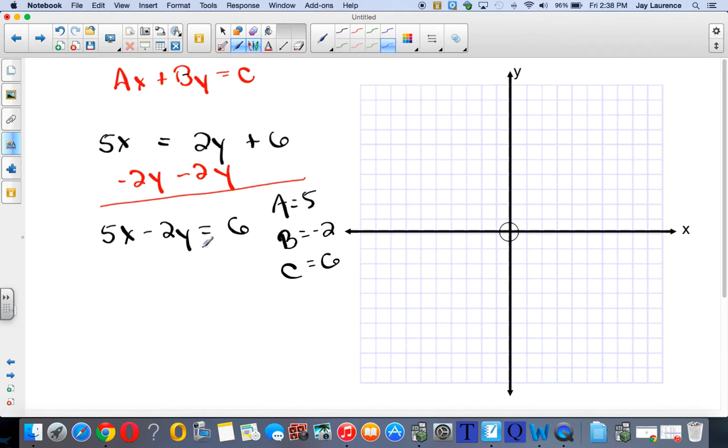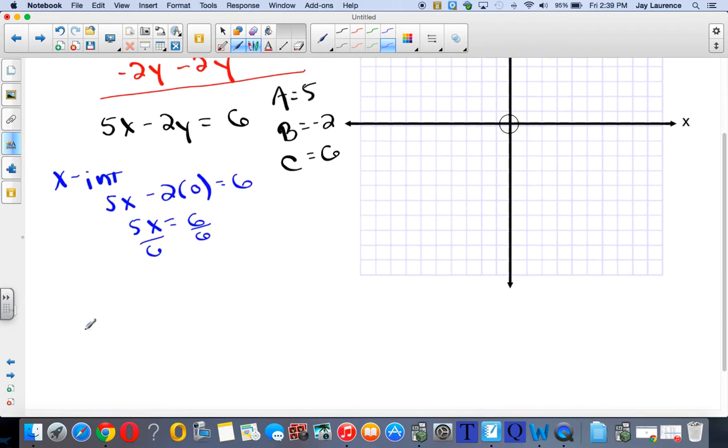All right, so let's go find the x-intercept. Ooh, the x-intercept's going to be a little bit ugly. I'm going to go 5x minus 2 times 0 equals 6. 5x is going to equal 6. Ooh, I don't like working with 6 fifths. I'll leave it there, but I'm not going to plot it. I'm going to go find the y-intercept instead.